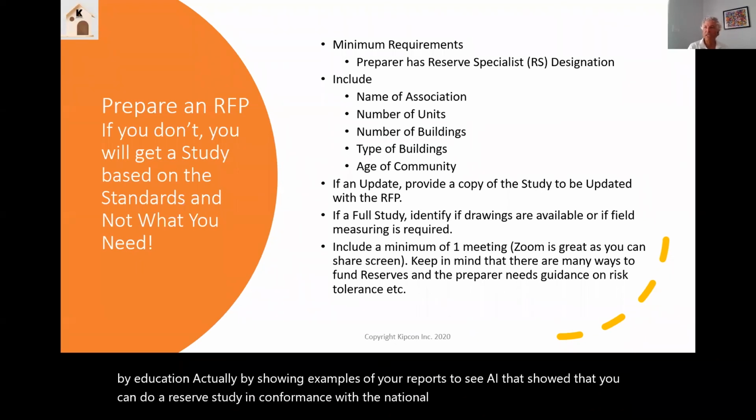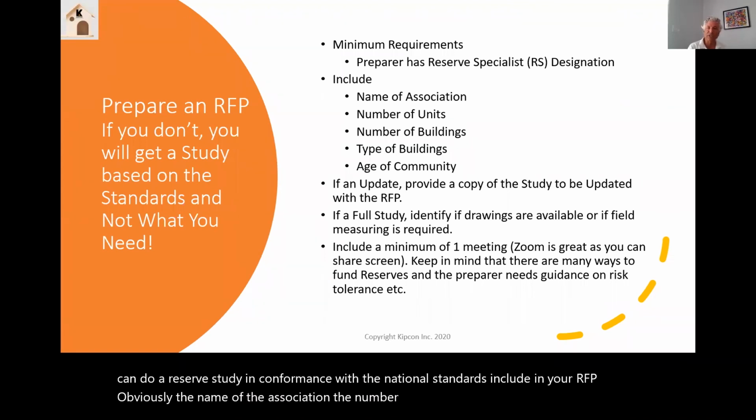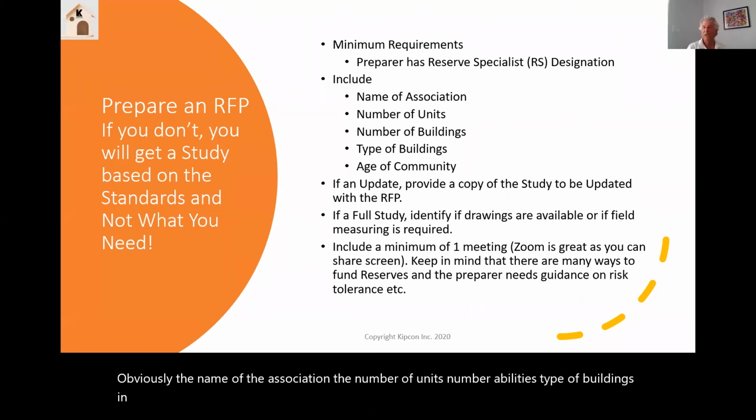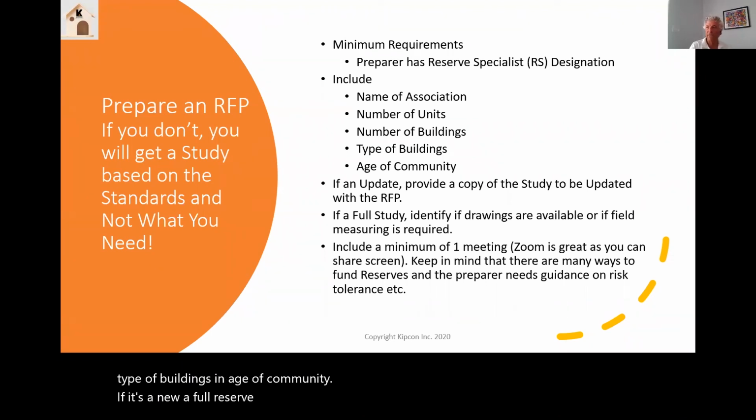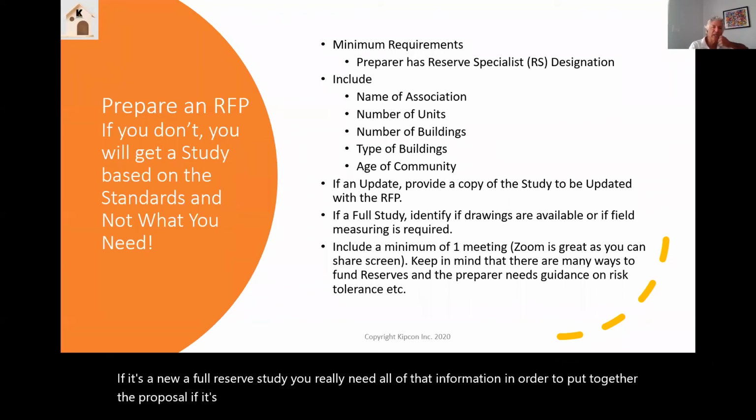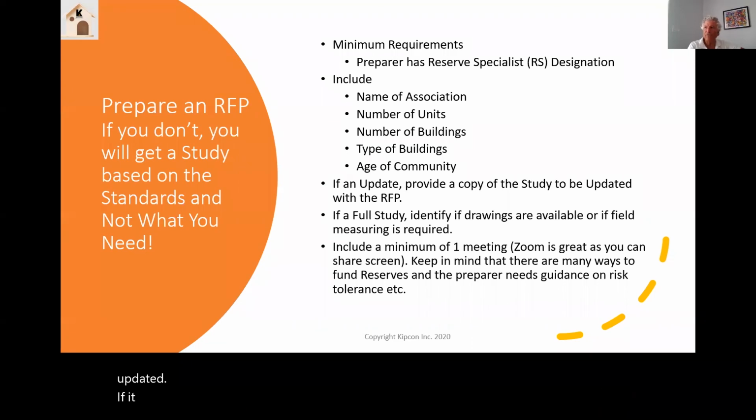Include in your RFP, obviously, the name of the association, the number of units, number of buildings, type of buildings, and age of community. If it's a full reserve study, you really need all of that information in order to put together the proposal. If it's an update, provide as part of your RFP a copy of the study to be updated. If it's a full study, identify the drawings available.